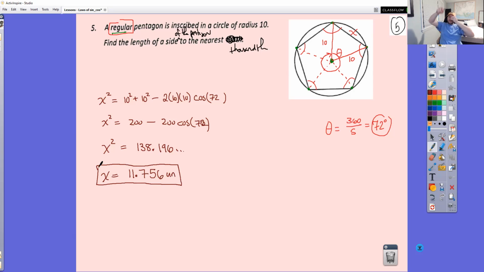Sure. If I wanted to get more interesting, I could ask you, okay, now what's the perimeter? And you'd go, well, it's just this thing times 5. There's 5 of them. So adding them all up, you'd multiply by 5. Is there any other interesting question I could ask? Not really. Moving on.